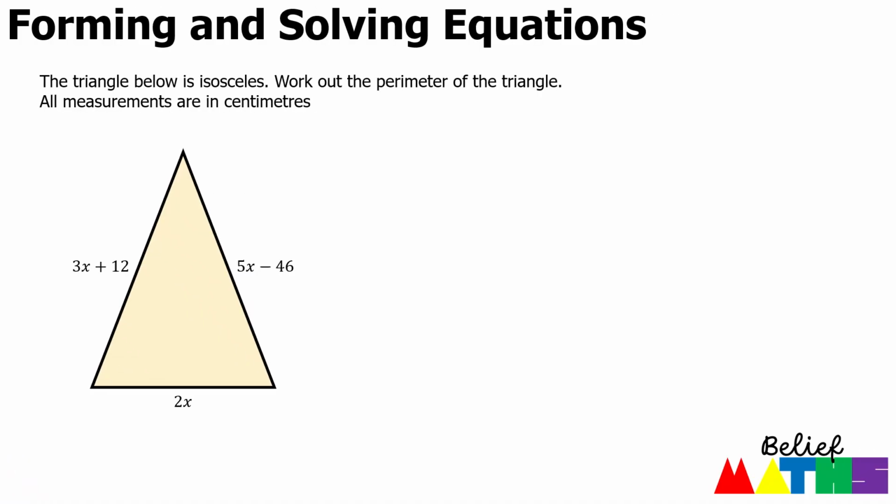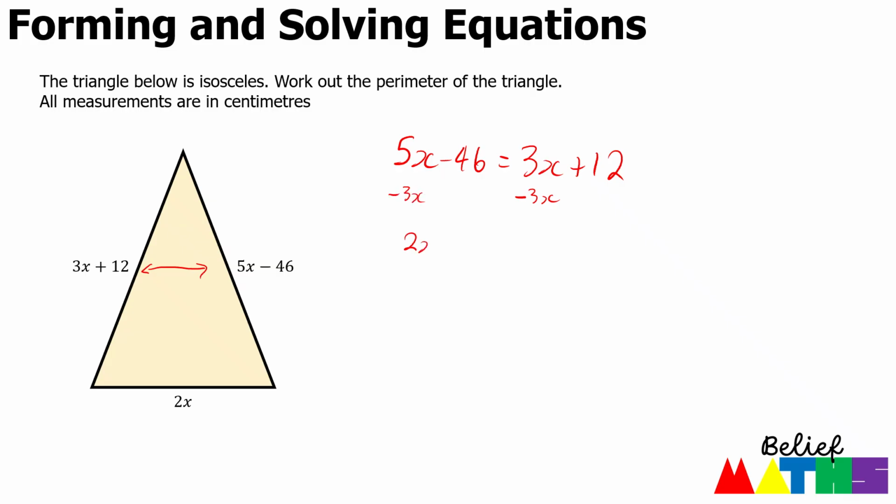Forming and solving equations is another important skill to be aware of. And here, the triangle below is isosceles, work out the perimeter of the triangle. Now, the interesting side of this is that because it's isosceles, that means that the two sides here are equal to one another. And we can do that algebraically by just letting those two sides equal one another. Now I always like to put the one with the bigger x on the left hand side. We're solving an equation with an unknown on both sides, so we subtract 3x from both sides.